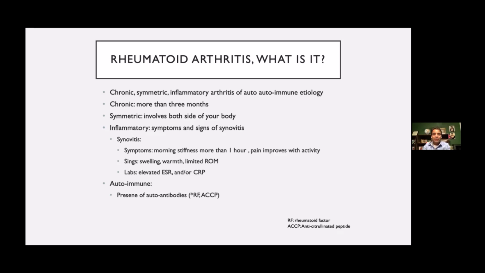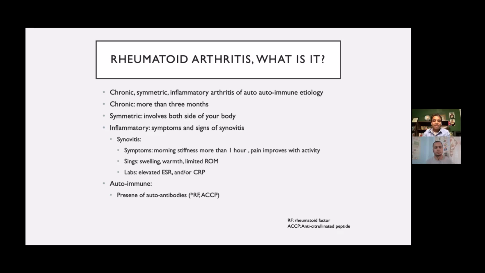The next important clinical sign of synovitis is signs of inflammation that include swelling, warmth, and limited range of motion. When we do blood work to further investigate, most of the patients will have elevated inflammatory markers, either CRP or ESR. So these are the 3 important features which we call synovitis: clinical symptoms of morning stiffness lasting for 1 hour, pain that improves with activity, and then significant swelling and limited joint motion on examination. And that is supported in the lab by high ESR and CRP.